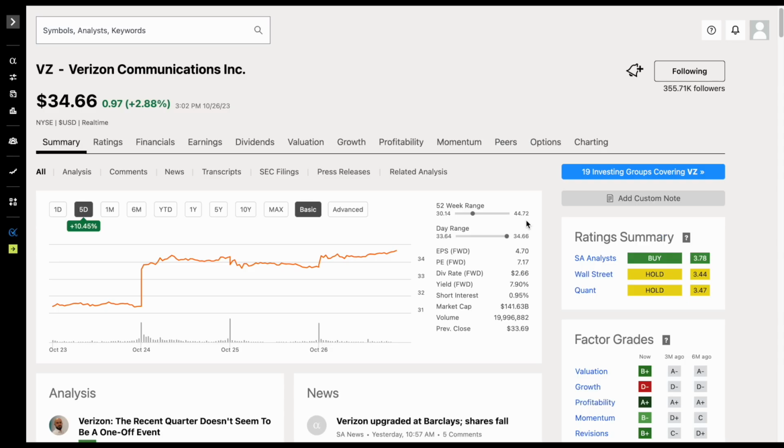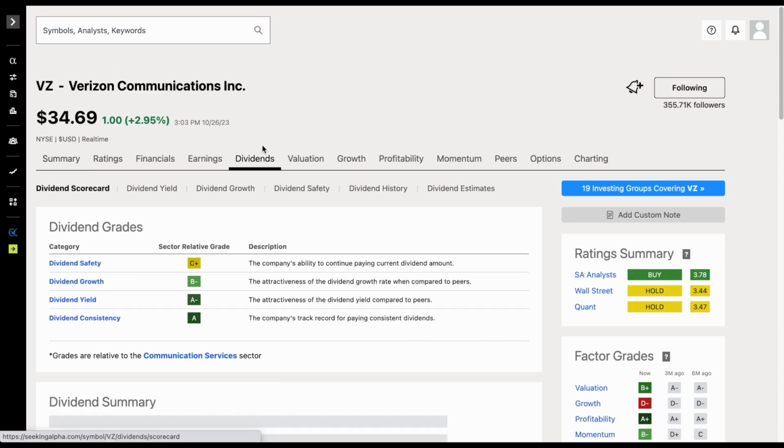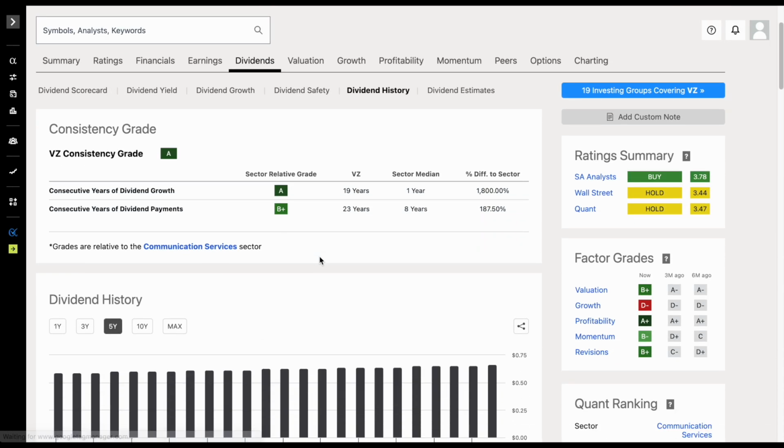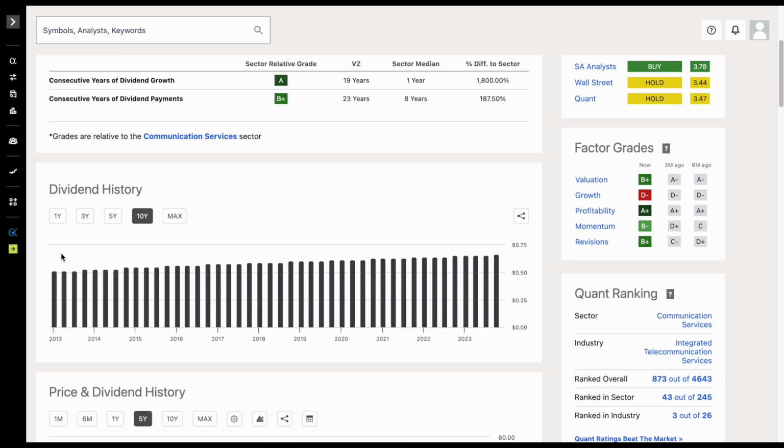Let's go ahead and dig into some of those dividend metrics. Like I already mentioned, currently yielding around 7.9%. If we look at the dividend history for this company, we can see they've been increasing dividends for around 19 consecutive years. And if we scroll down, they've done a pretty good job of increasing those dividend payouts steadily. You can see in 2013, they were paying out around 52 cents per share every single quarter, and jump forward to now, they are now paying out 67 cents per share every single quarter.